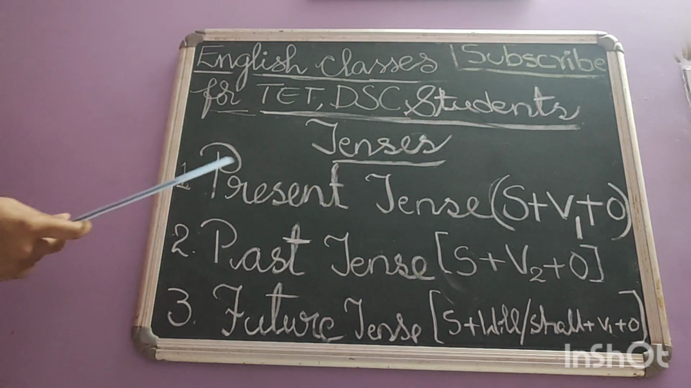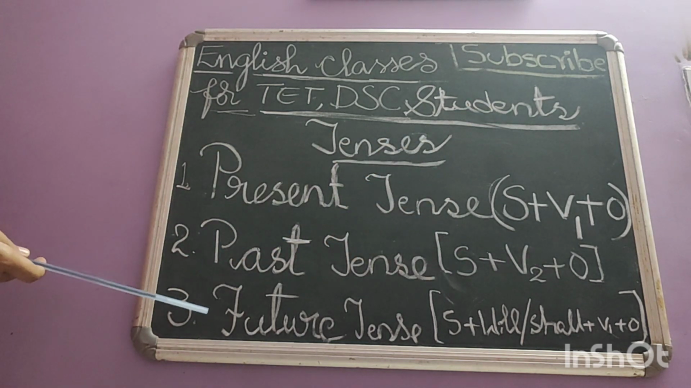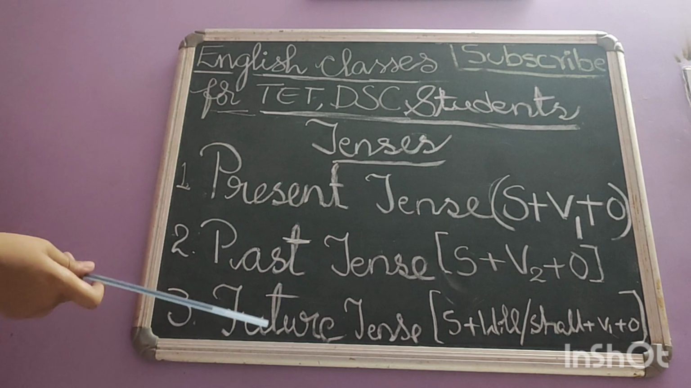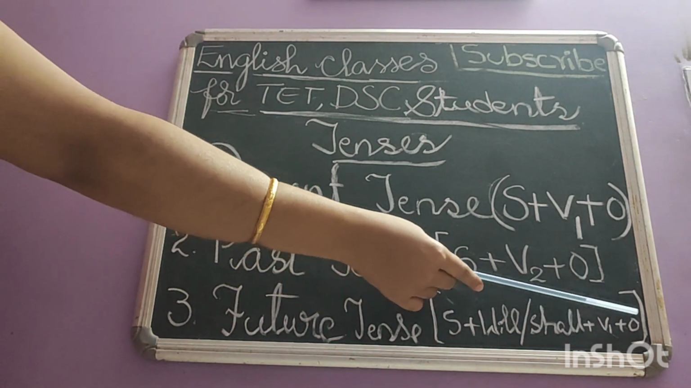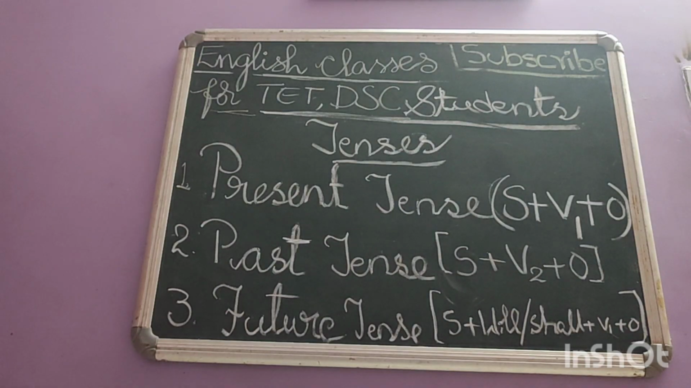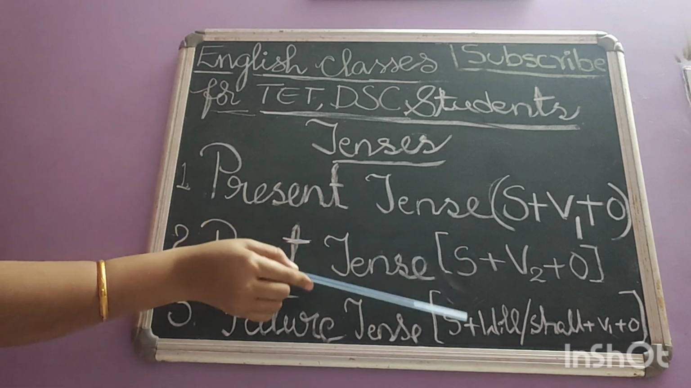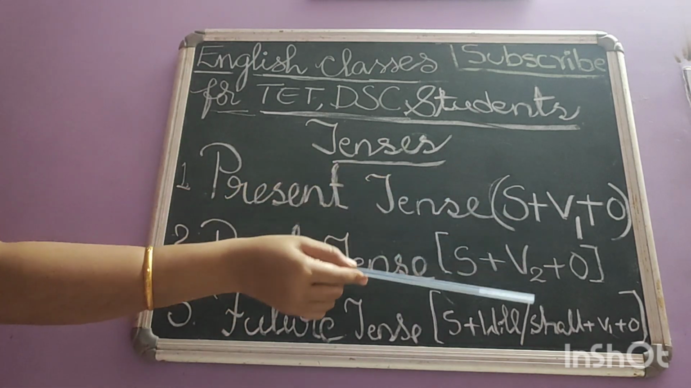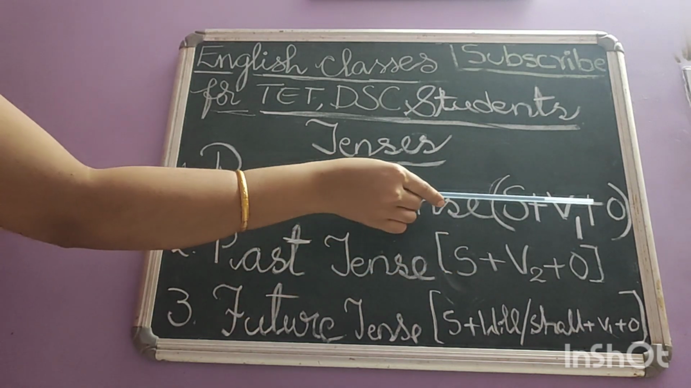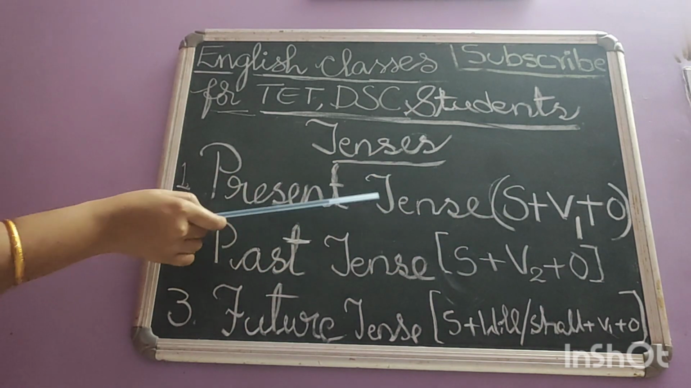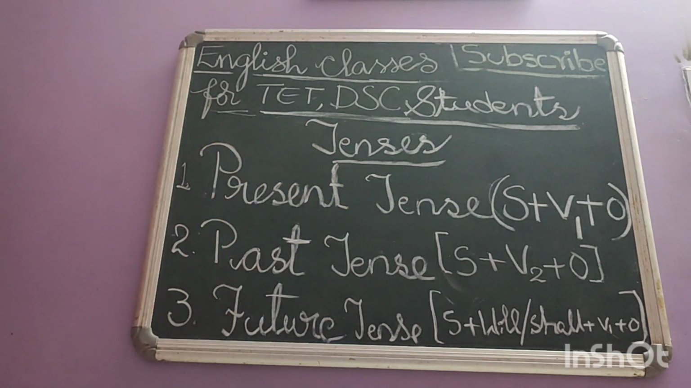And next past tense, its structure is subject plus V2 plus object. And third one is future tense and its structure is subject plus will or shall plus V1 plus object. So you can see in common, in each and every tense you can see subject and you can see verb. Okay. Here you can see, and last you can see the object. So in each and every tense you can see commonly subject, verb and object. Okay.